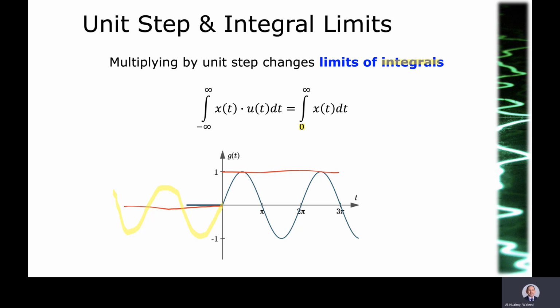So what that has allowed me to do is to replace the lower limit of the integral with 0. So rather than integrating from minus infinity to infinity, we're now integrating from 0 to infinity. Why? Because the integral from minus infinity to 0 is 0, because you're integrating the product of a value which is essentially 0 multiplied by something else. So, in summary, if you multiply something by a unit step, that allows you to change the lower limit of the integration. Very handy.